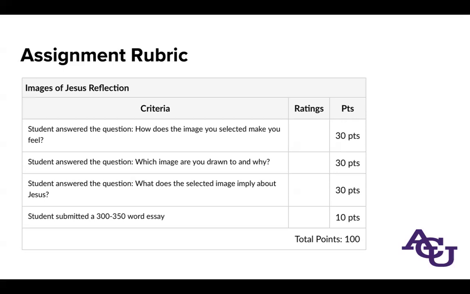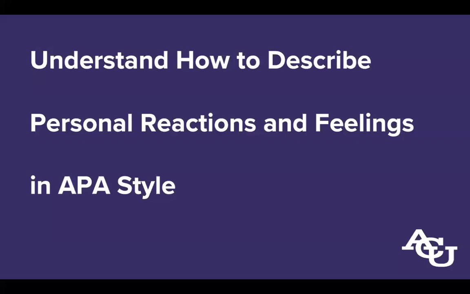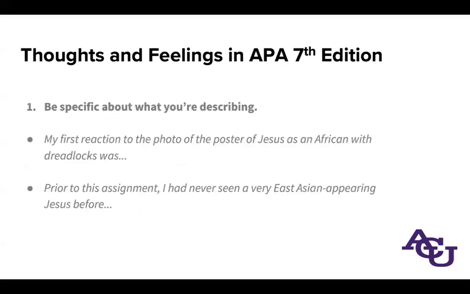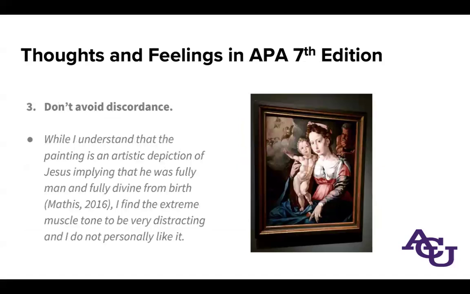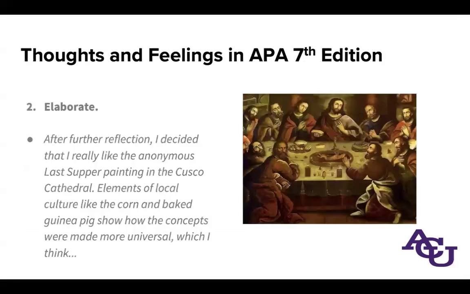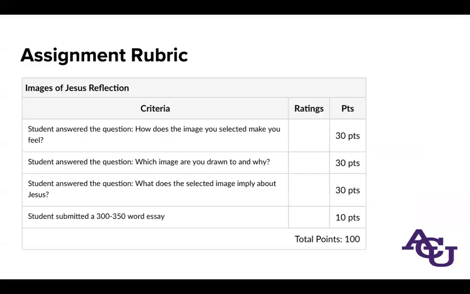But make sure that you are grounding it in APA style. You're clarifying that these are your personal reactions and feelings. You have the option of grounding it in the literature, but refer to specific visual elements. And so don't just say, oh, this painting made me feel this way. Talk about the specifics that made you feel a particular way.